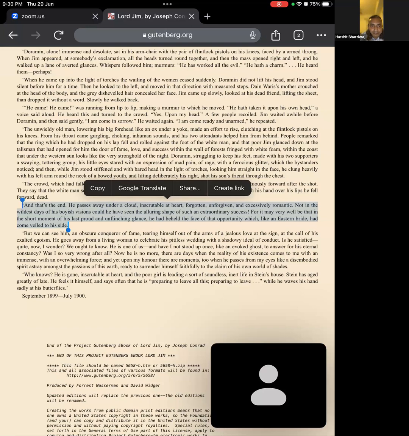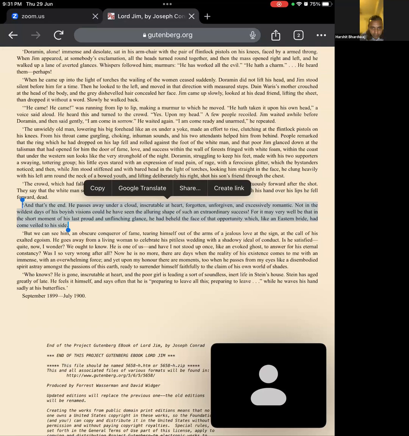But we can see him, an obscure contour of fame, tearing himself out of the arms of a jealous love at the sign, at the call of his exalted egoism. Is he satisfied quite now? I wonder. We ought to know. He is one of us. And I have not stood up once like an evoked ghost to answer for his eternal constancy. Was I so very wrong after all?